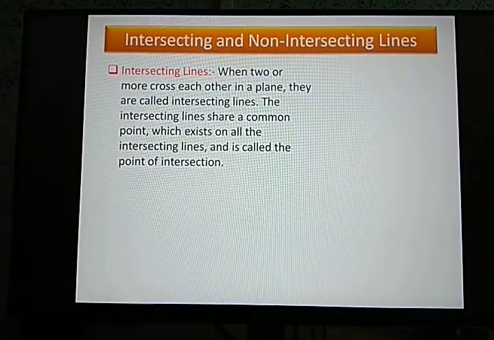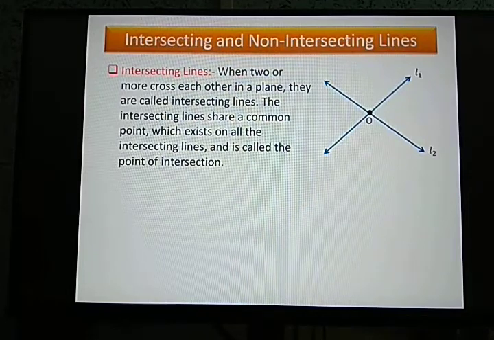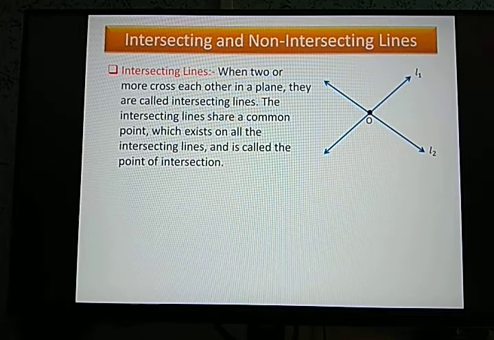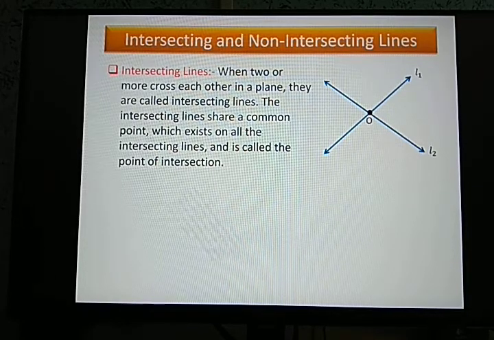When two or more lines cross each other in a plane, they are called intersecting lines. The intersecting lines have a common point, and it is called the point of intersection. So here lines L1 and L2 are two intersecting lines, and they have a common point of intersection that is called O. Here at the point O, these two lines intersect, meaning they cross each other. Clear?